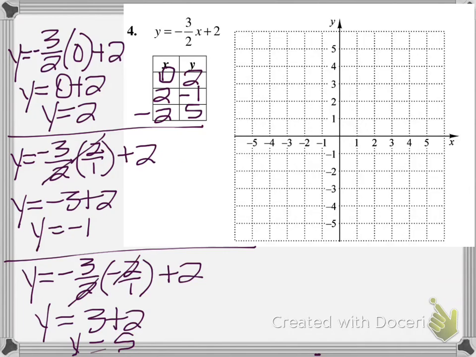So now let's plot our points. (0, 2). Oops. (2, -1). And (-2, 5). And now I'm going to draw my line.